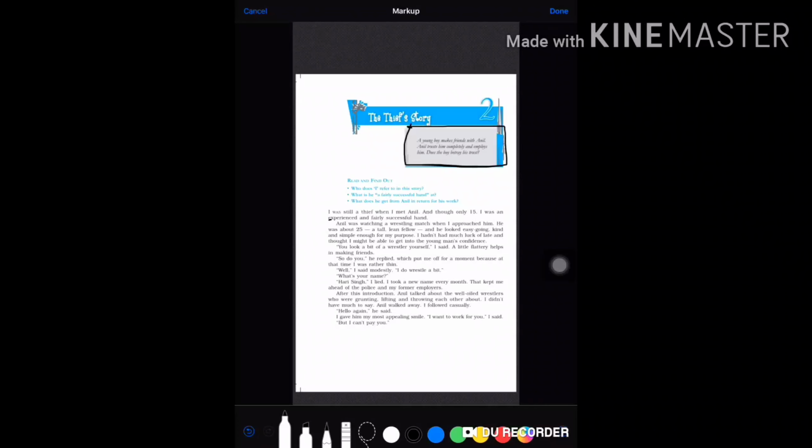What does it mean? Experienced and fairly successful hand means I was an expert thief. Right? Anil was watching a wrestling match when I approached him. He was about 25, a tall, lean fellow, and he looked easygoing, just like a very normal common human being who doesn't take things seriously, right? Very kind and very simple enough for my purpose. My purpose was to approach him and to get a job and later ditch him by an act of stealing. This was my purpose, basically.